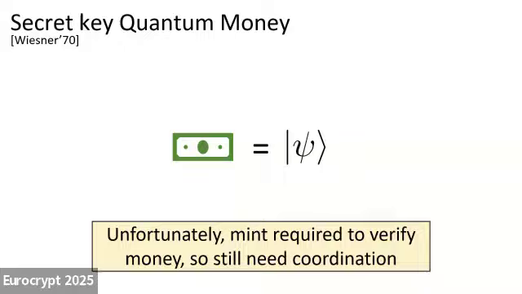And this led Wiesner, about 50 years ago, to propose what is now called secret key quantum money. And basically, you take the no-cloning theorem, and you just set your banknote to be a quantum state. And the no-cloning theorem says that now you can't clone these banknotes. So the result is that we have actually now solved the double spend problem. The limitation, though, is that we actually still need coordination in order for this to work. And this is because in Wiesner's scheme, in order to actually verify the banknote, you need to go to the mint and actually ask the mint, is this a valid banknote or not? And if you don't do this, then the adversary can just put in their own quantum state and you would have no idea.